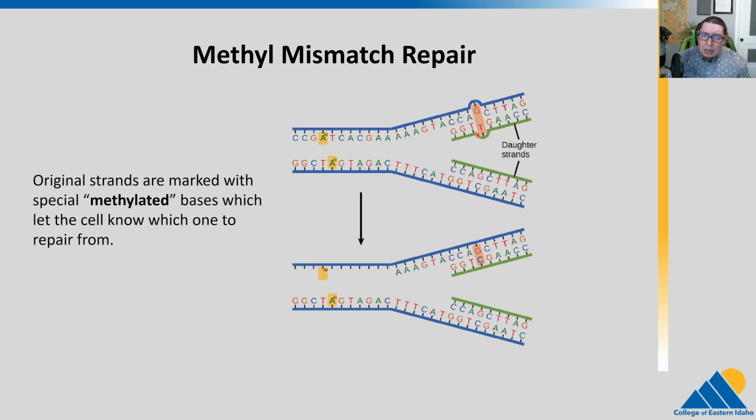So how does the machinery know that this green strand is the new one and the blue one is the old one? Well, it looks for these methyl marks. This new strand doesn't have the methyls on it. So it goes, all right, I'm going to refer to the old one and use that to fix this. And now we have a GC here instead, which is fixed. So that is a clever mechanism cells can use to understand which template to use to fix the DNA.